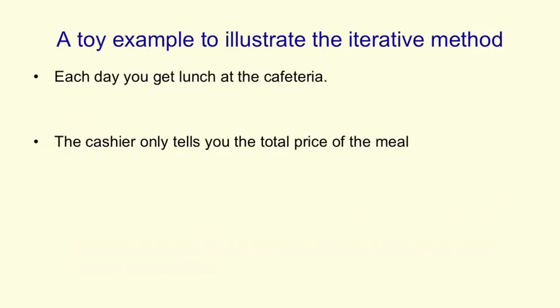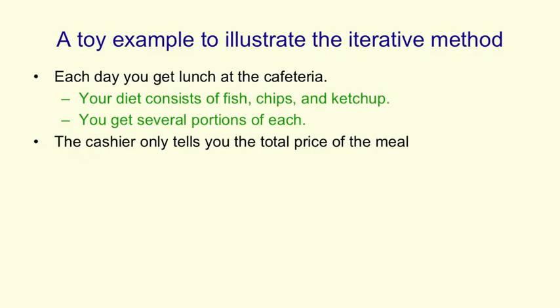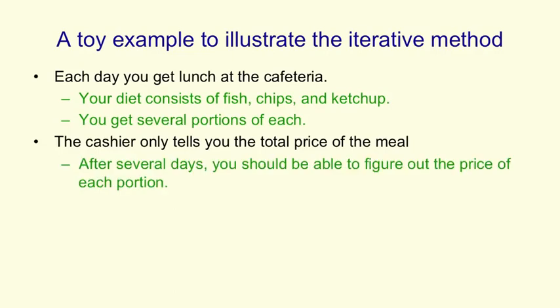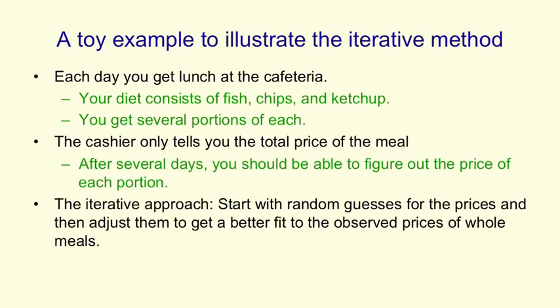So I'm now going to go through a toy example that illustrates an iterative method for finding the weights of a linear neuron. Suppose that every day you get lunch at a cafeteria, and your diet consists entirely of fish, chips and ketchup. Each day you order several portions of each, but on different days it's different numbers of portions. The cashier only tells you the total price of the meal, but after a few days you ought to be able to figure out what the price is for each portion of each kind of thing. In the iterative approach, you start with random guesses for the prices of portions, and then you adjust these guesses so that you get a better fit to the prices that the cashier tells you. Those are the observed prices of whole meals.